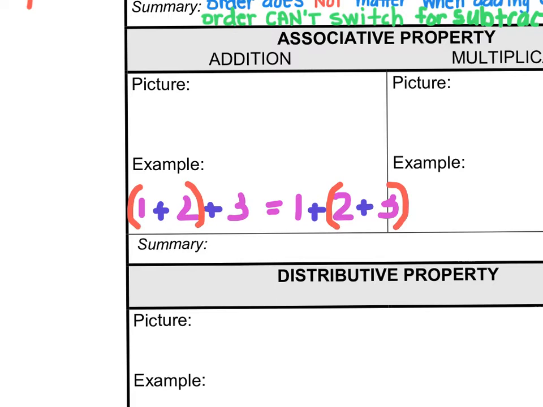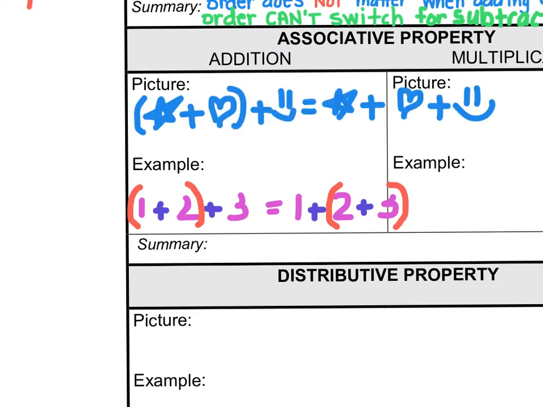Notice that the order doesn't change. This does not show the commutative property. Rather, it shows how each group or sets of numbers are associated differently, and yet the outcome is the same.